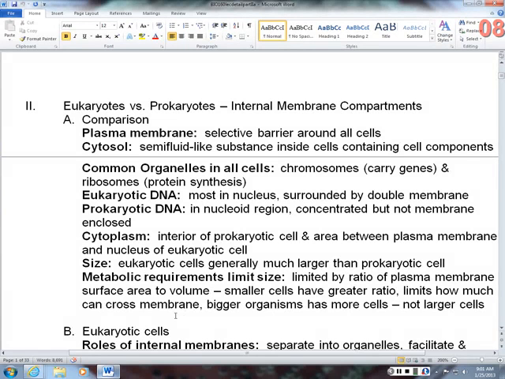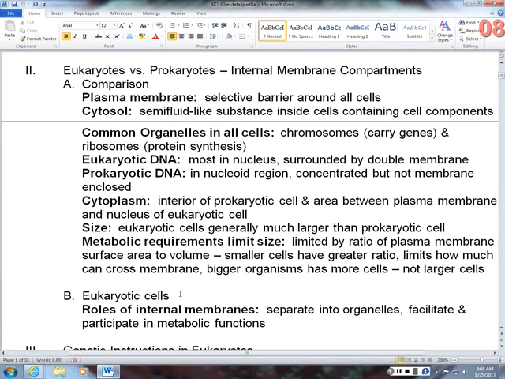Your cytoplasm is going to be the interior of the cell. It's a cytoplasm in both prokaryotic cells and eukaryotic cells. The interior of the prokaryotic cells is going to be the cell area between the plasma membrane, or it's all the area in the prokaryotic cell is between the plasma membrane and the nucleus in the eukaryotic cell. So I guess it's not worded as confusing as I thought it was.